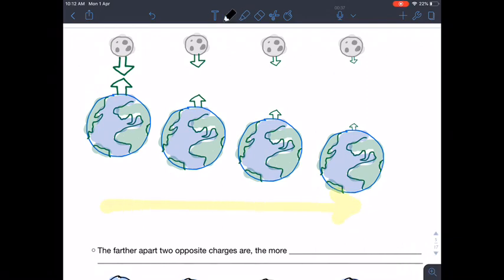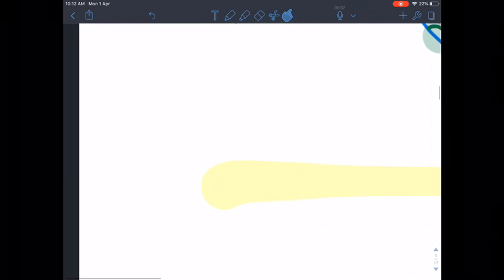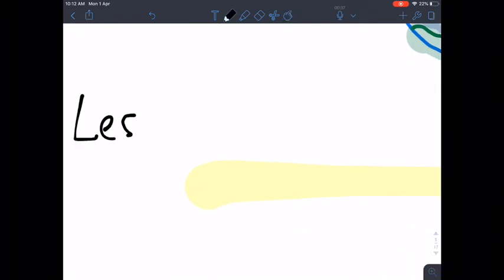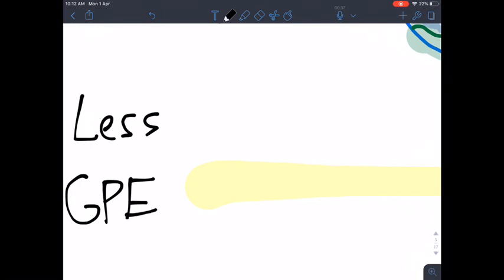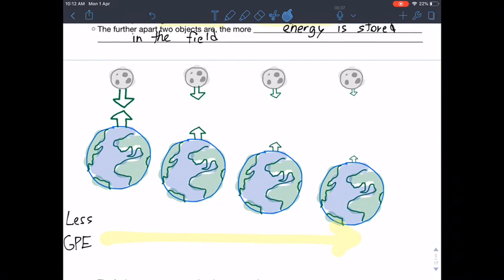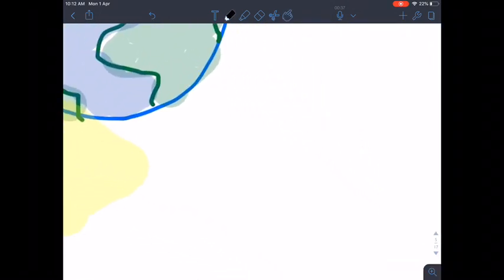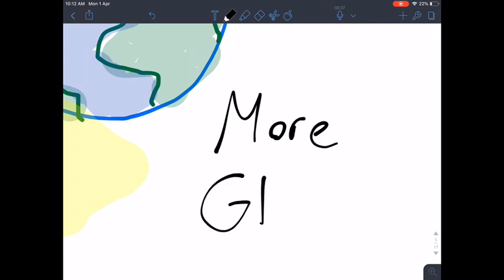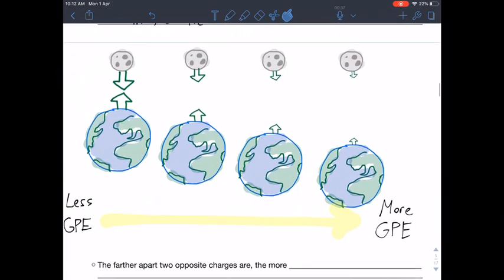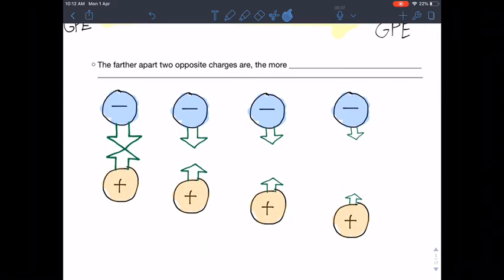I'm going to say that over here there is less gravitational potential energy. We know this from our energy unit. Remember, energy is based on height. So if the moon is lower, it's going to have less potential energy. And then over here, we have more gravitational potential energy because the moon has been raised higher up, and so we've stored more energy in the gravitational field.